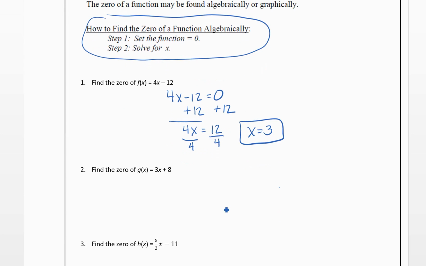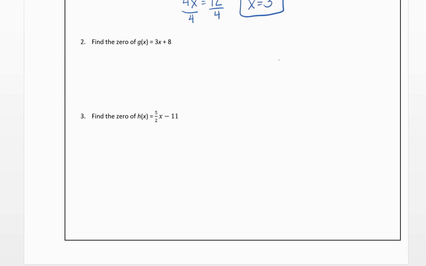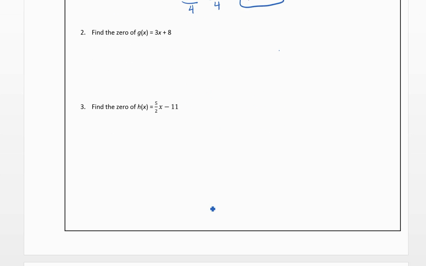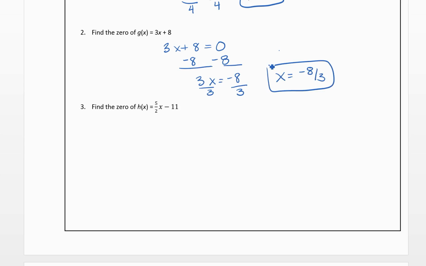Okay, number 2 here says find the zero of g of x equals 3x plus 8. So we're just going to take 3x plus 8, set it equal to 0. Okay, solving here again, we need to subtract 8 from both sides. So we'd have 3x equals negative 8. And then finally we need to divide both sides by 3. So we'd get x equals negative 8/3. And that would be our answer for this one.